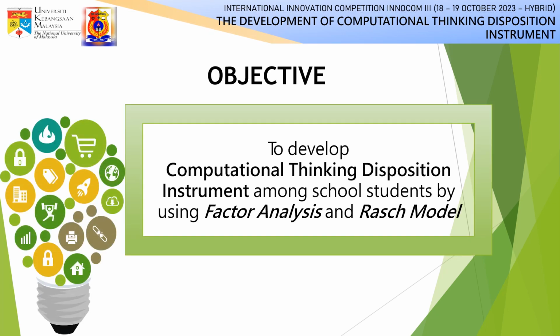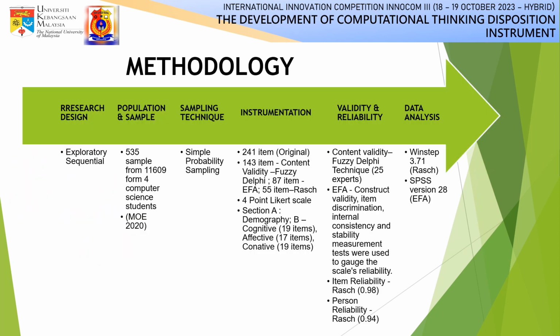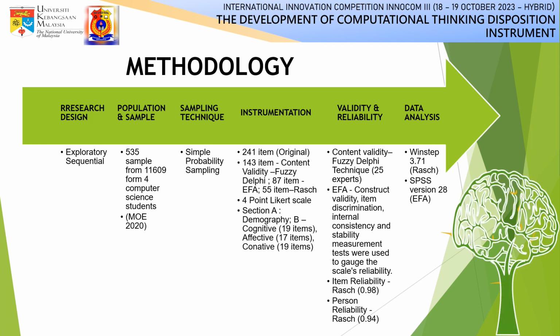Therefore, the objective of this study is to develop a computational thinking disposition instrument among school students by using factor analysis and the Rasch model. This is an exploratory sequential research design consisting of 535 Form 4 computer science students using simple probability sampling. Interview, fuzzy Delphi, EFA, and Rasch model analysis were carried out throughout the development of this instrument. The item reliability is 0.98, meanwhile the person reliability is 0.94. WinSteps and SPSS version 28 were used for the data analysis.